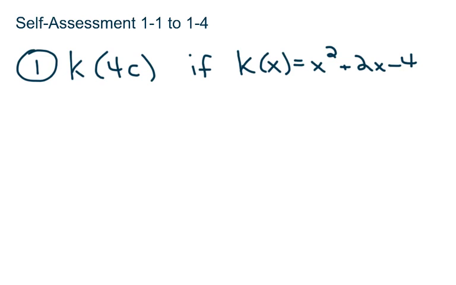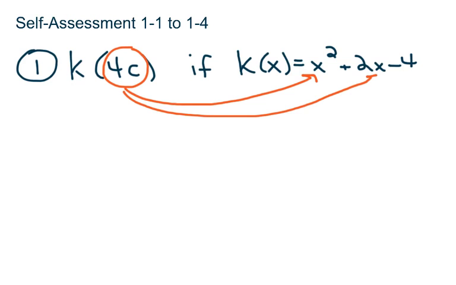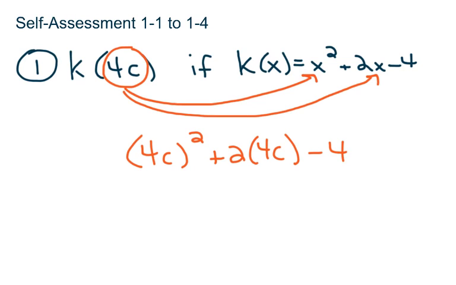Find k of 4c if k of x is equal to x squared plus 2x minus 4. This was called function notation. The way function notation worked is you take that 4c and you replace every x with it. So 4c squared plus 2 times 4c minus 4. And then after you replace all the x's with 4c's, you simplify.